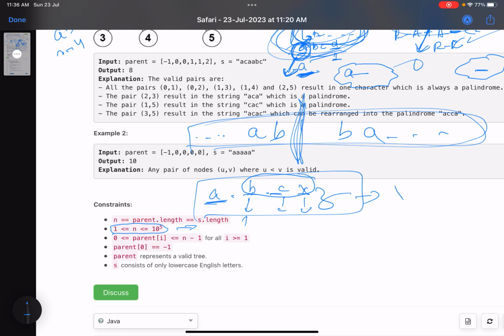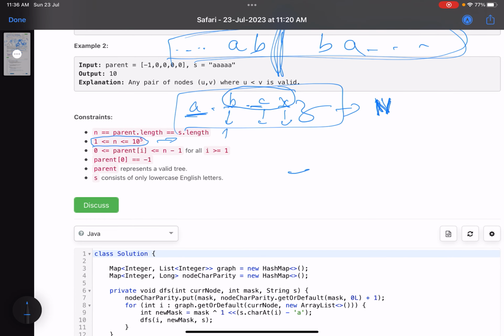So if I have total n values which have the same parity, then how many combinations can I form? Simple. 1, 2, 3. 3 numbers are there. Suppose 3 nodes have the same value.